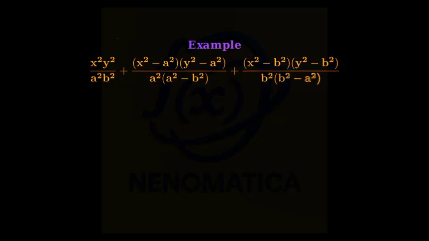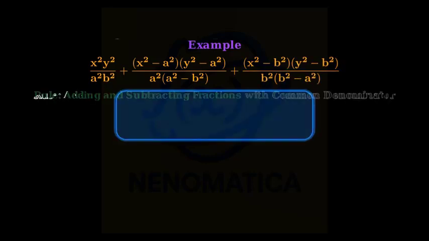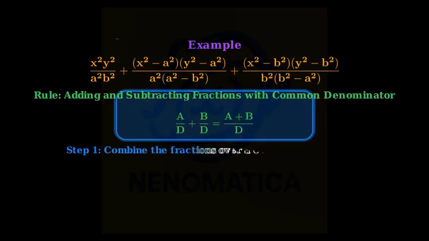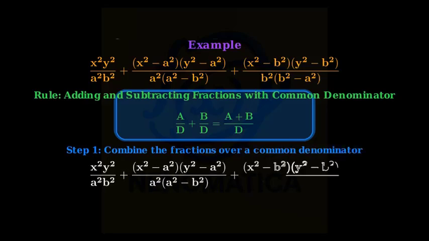Then the problem in bold, orange LaTeX. Step 1. Combine the fractions over a common denominator. We use the rule for adding and subtracting fractions with a common denominator.